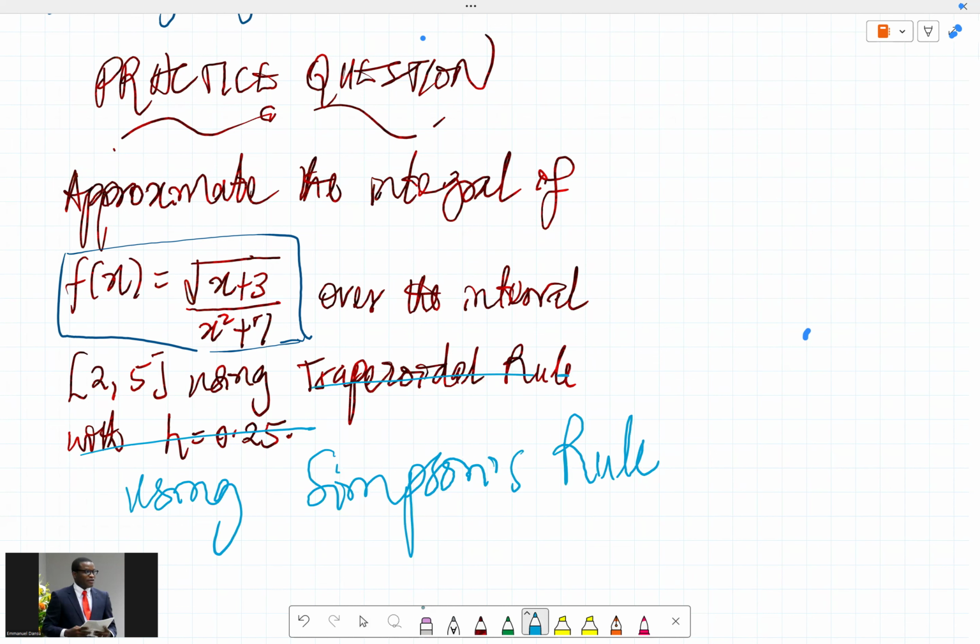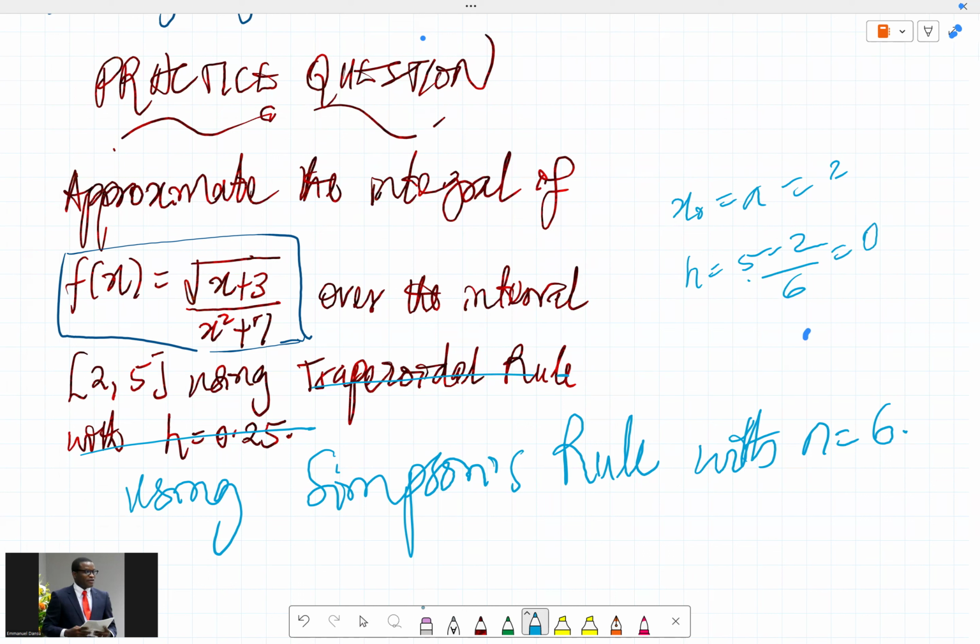For better accuracy, let me say using Simpson's rule with n equal to 6, like you need 6 intervals from 2 to 5. So that can guide you. Your x naught, which is equal to a, is 2, and your xn is 5. Of course, h is 5 minus 2 all over 6, that is 3 over 6, which is 0.5.